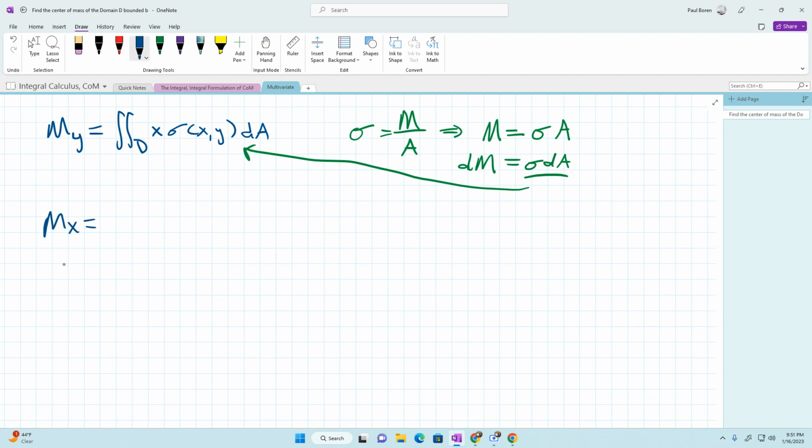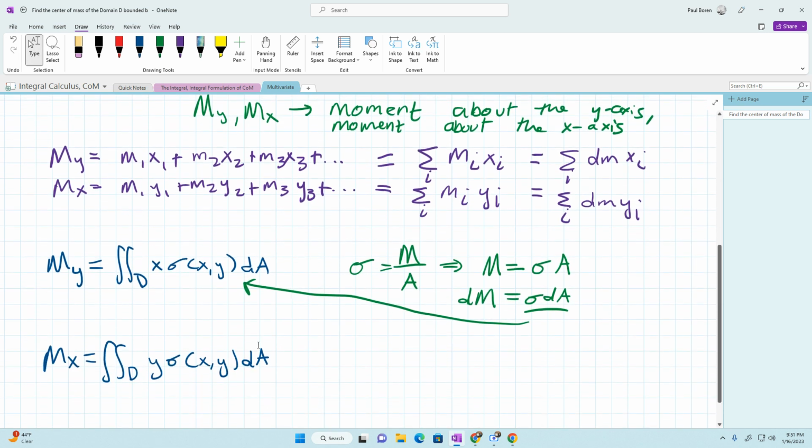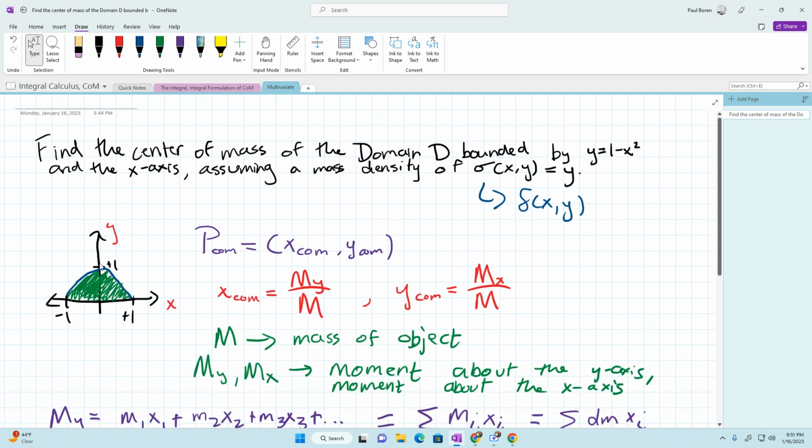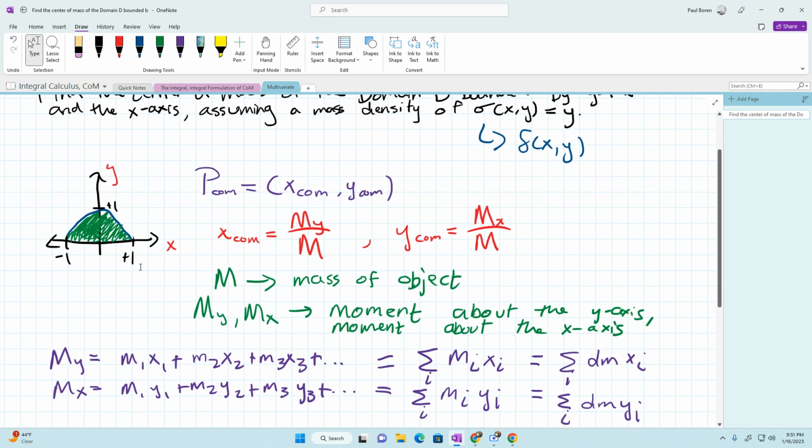And then very similarly to this, our moment about the x-axis would be a double integral across a domain D of y times our mass density as a function of x and y times dA. Okay, so here's where we need to actually use this formulation to try and solve this problem. Try and find at what point we can consider all the mass of this object to be. At what point is the center of mass here?